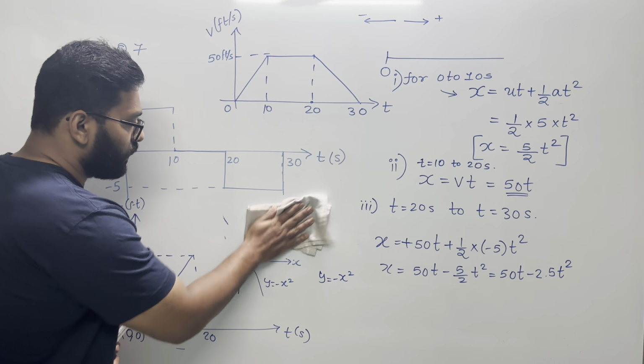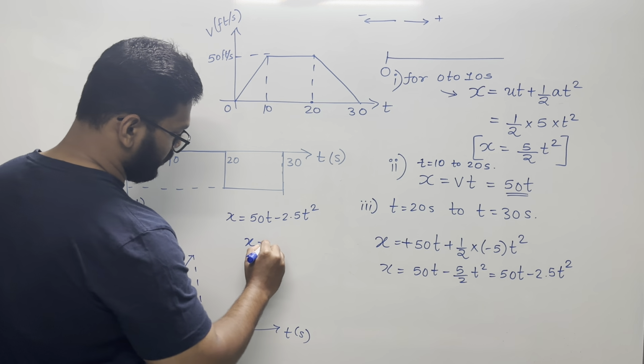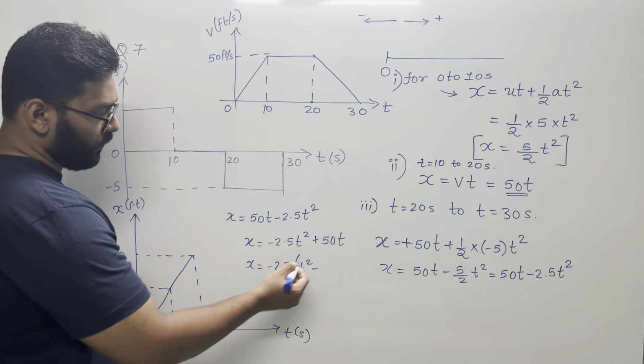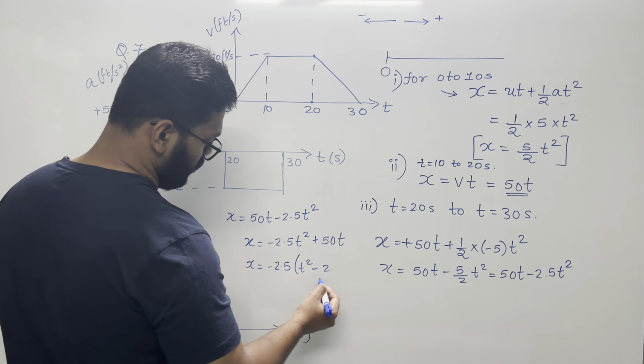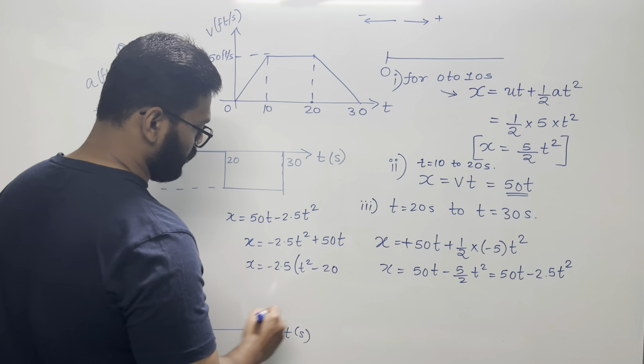You have x is equal to 50 into t minus 2.5 into t square, right? So I am rewriting this as minus 2.5 t square plus 50 times t. Now I am going to take out minus 2.5. So it will be t square minus, now this will be 20, right? 2.5 into 2 is 5, into 10 is 10. So 20 into t.